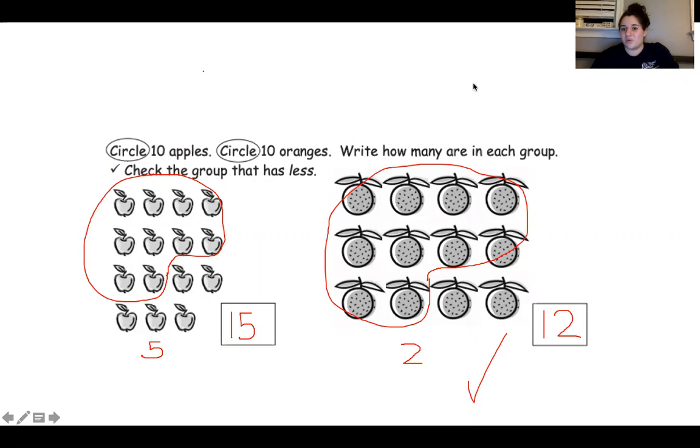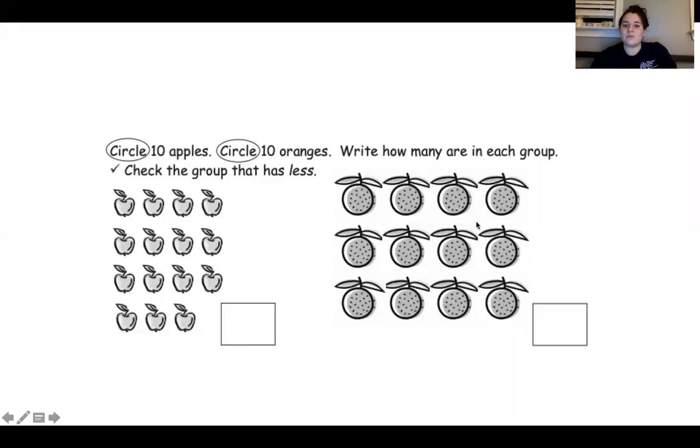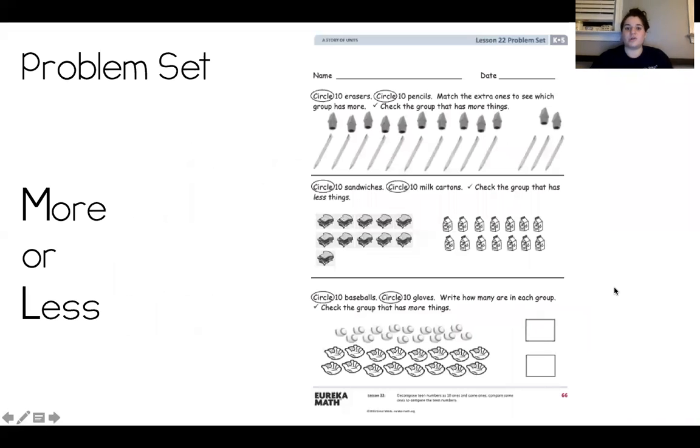Kindergartners, let's erase our work and take a look at your problem set today. Your problem set is going to help you to practice the same work that we just did. You are going to compare your numbers. Your job is to circle 10 erasers, circle 10 pencils. Then look at the extras to compare. Which group has more things? Which group has less things?